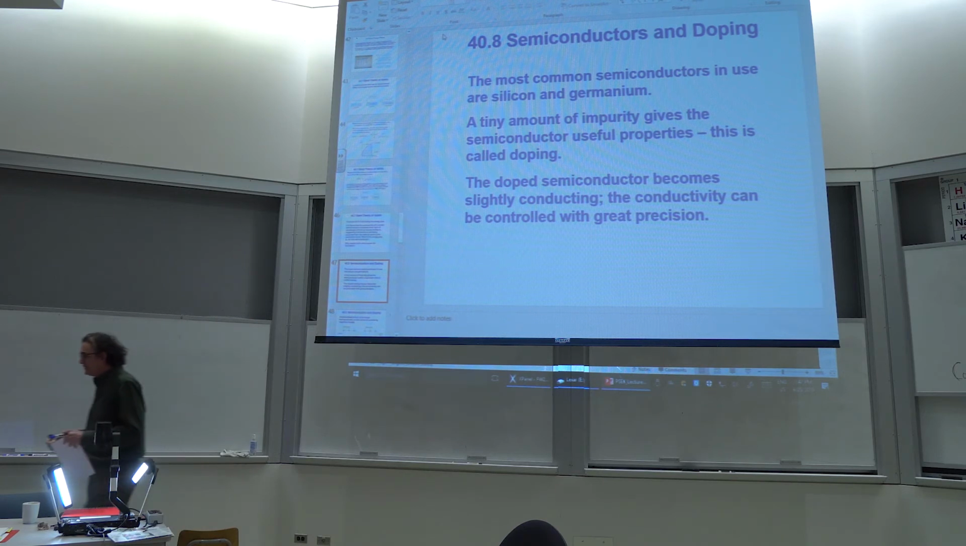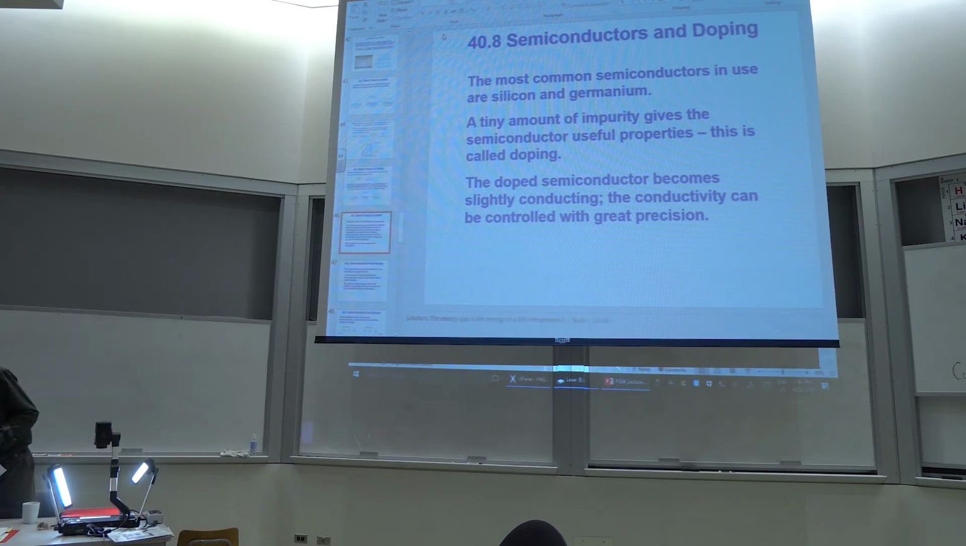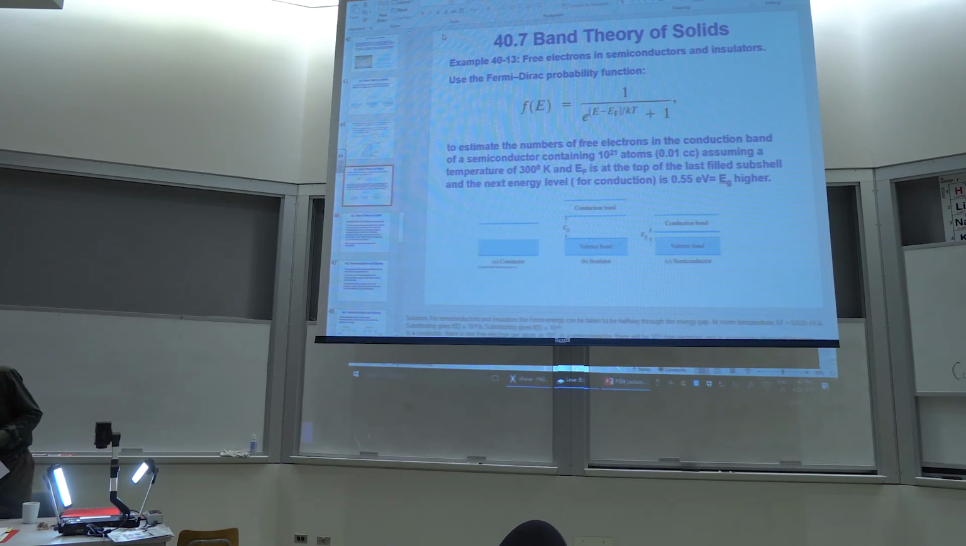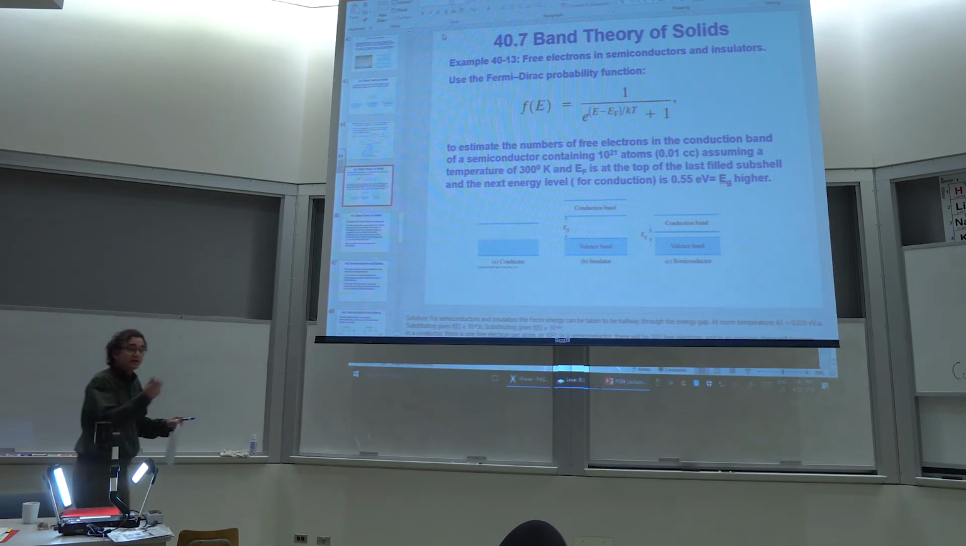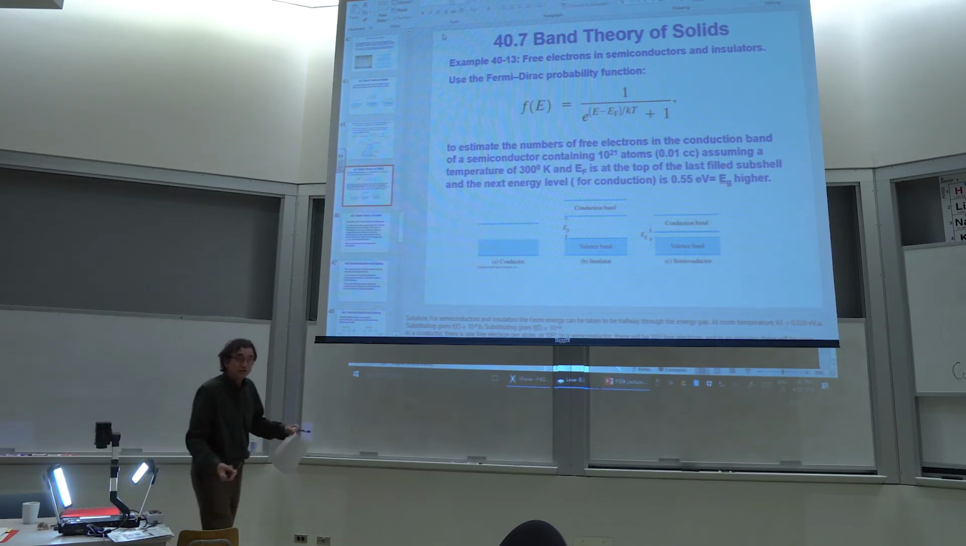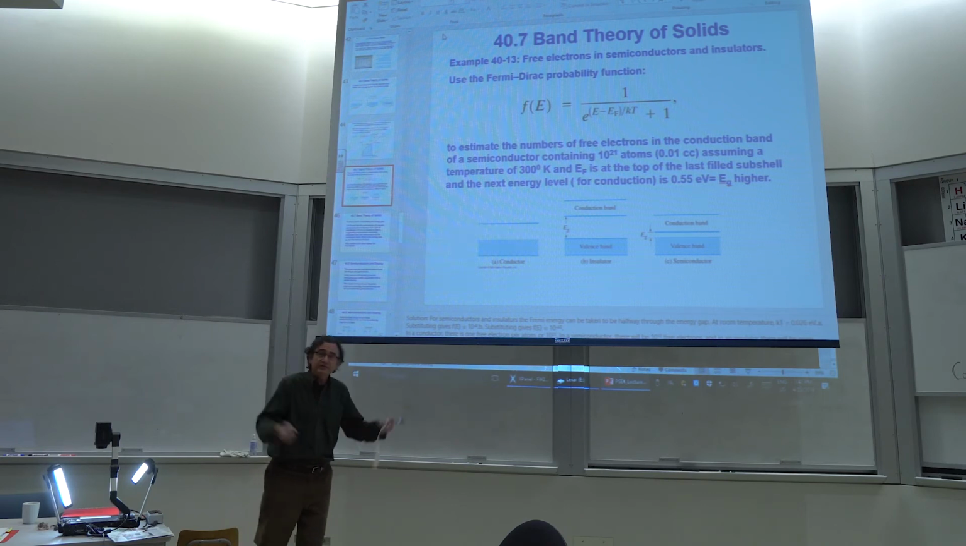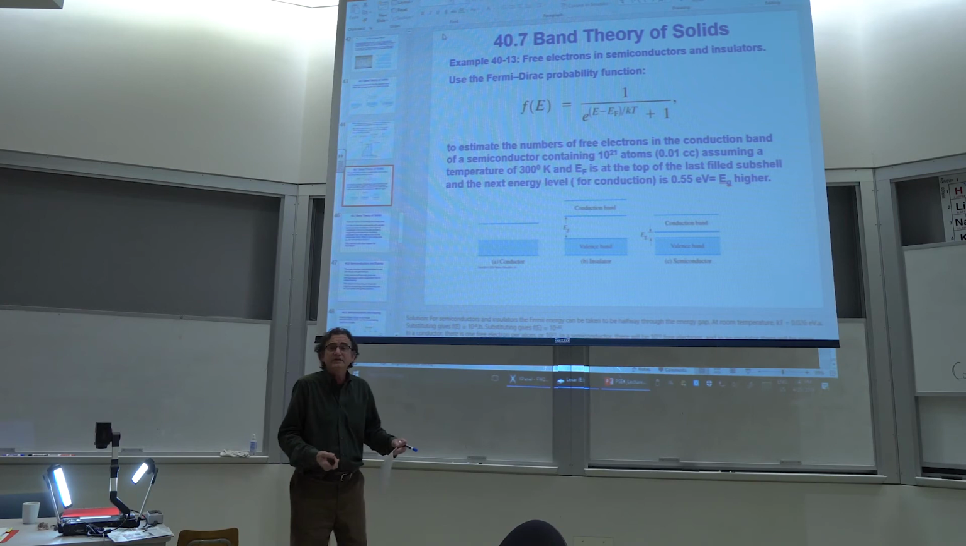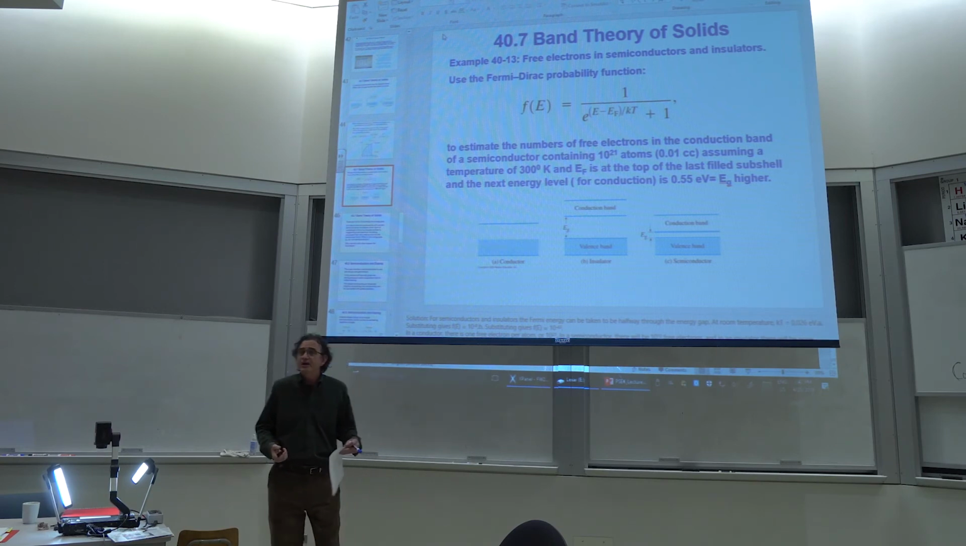And we tried to do an example of a semiconductor calculation where the gap energy was only 0.55 electron volts. The probability of getting an electron in the conduction band just from the thermal energy, just from the 1/2 kT or the 3/2 kT, was only 1 in 10^9, right?